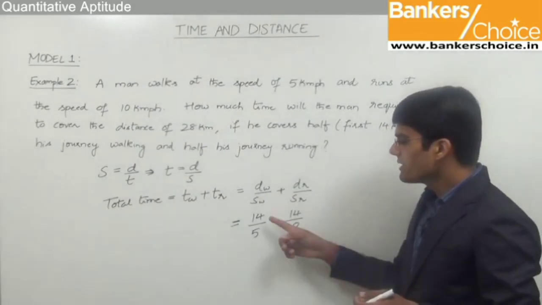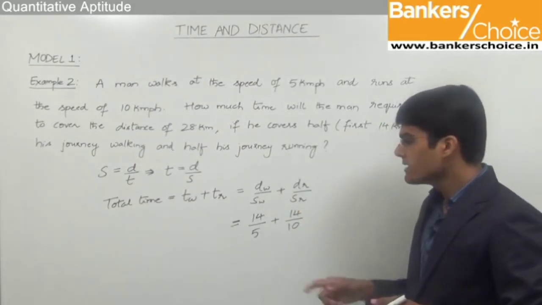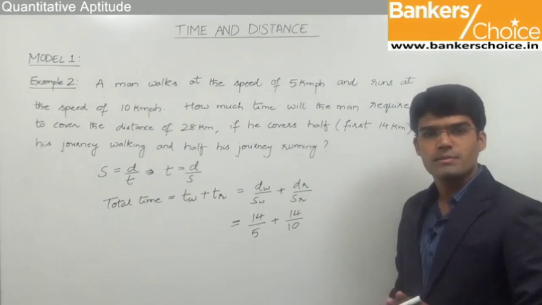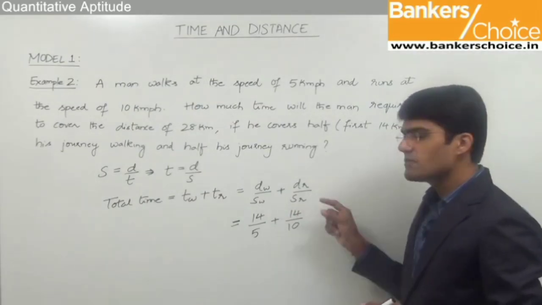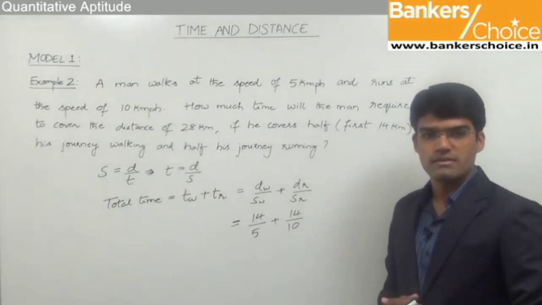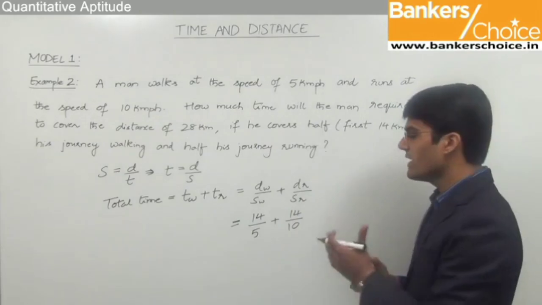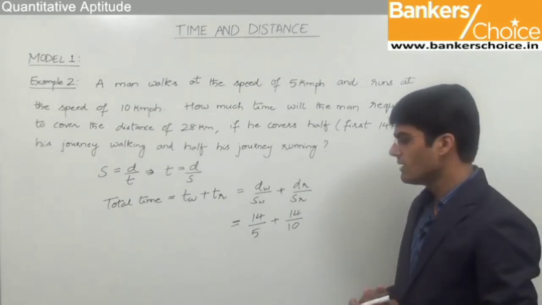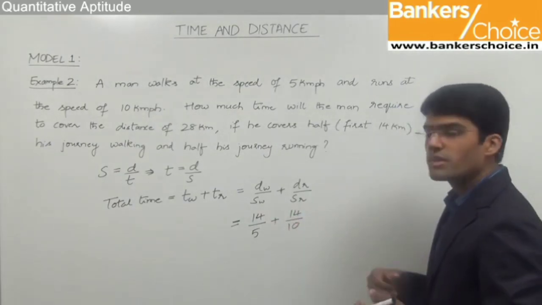If we observe here, the distances are given in kilometers and the speeds are given in kilometers per hour. So obviously the time which we get from this will be in hours. So we need not convert anything here and we can directly proceed for the calculation. So 14 by 5 plus 14 by 10.